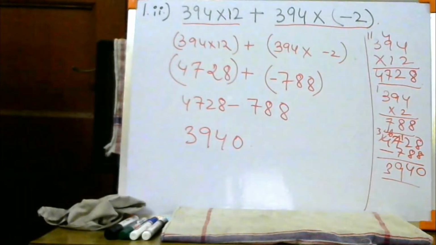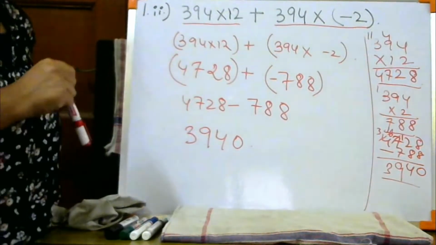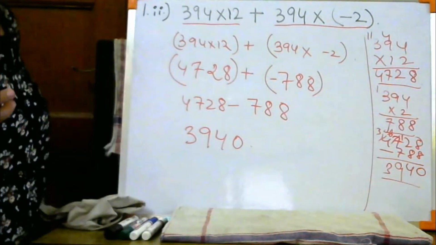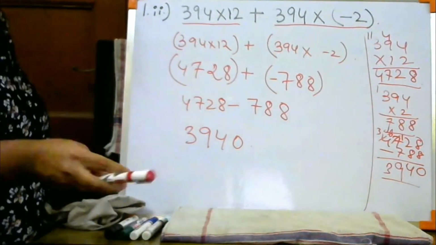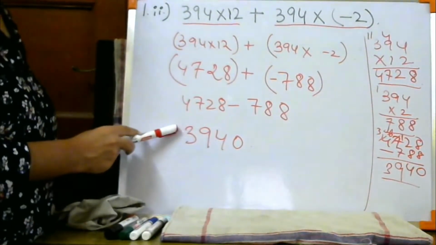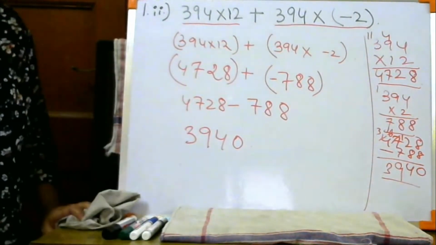If your answer is different, then you are going to share your answer with me via WhatsApp. And if your answer is also coming 3940, the ones who are solving on their own, I'm asking them, if their answer is also coming 3940, then we both are right. Clear? Okay. Now let us move on to the next sum.